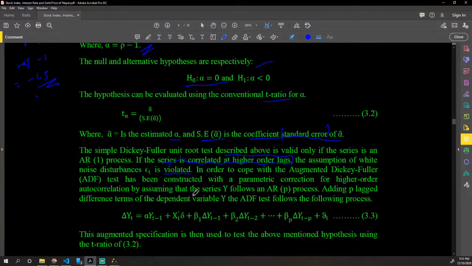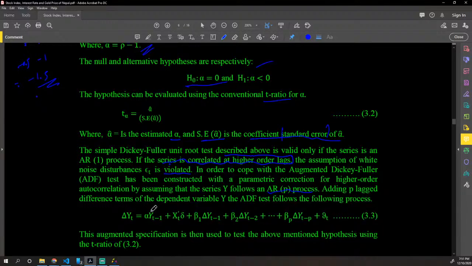So in order to cope with this, the augmented Dickey-Fuller test has been constructed with a parametric correction for higher order autocorrelation, by assuming that the series y follows an AR process. Adding p lagged difference terms of the dependent variable y, the ADF test follows the following process.